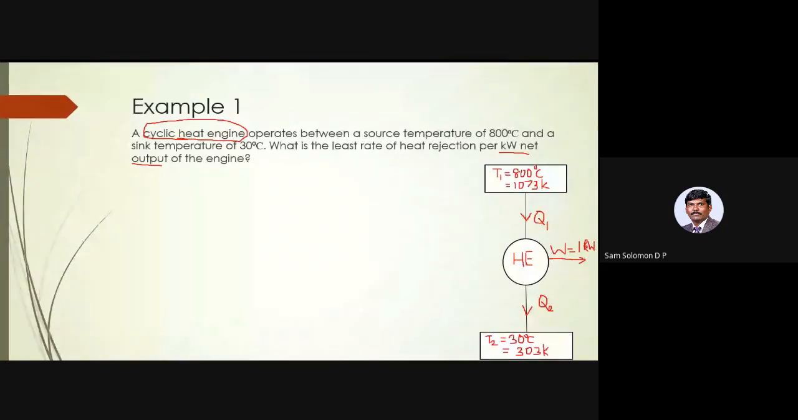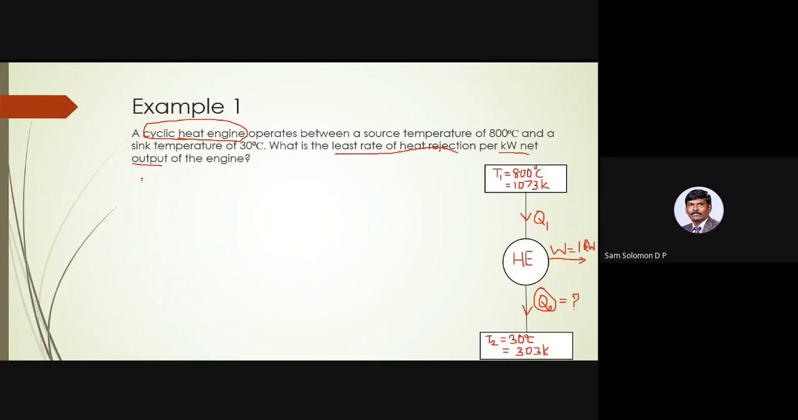And they want us to find the least rate of heat rejection, which means heat rejection here is Q2. They want us to find the value of this Q2. Because only work done is given, we can't use the formula work done divided by heat supplied. So we have to use the formula using temperatures.